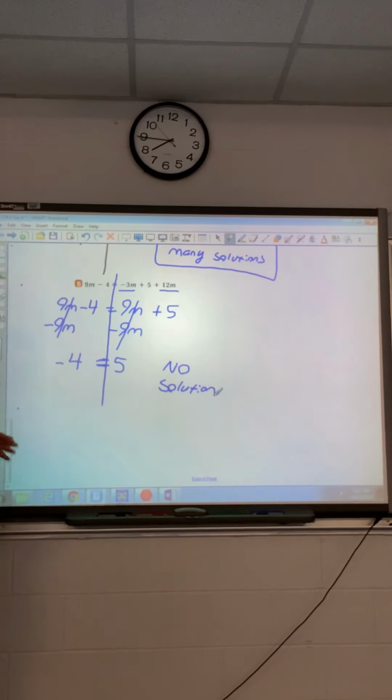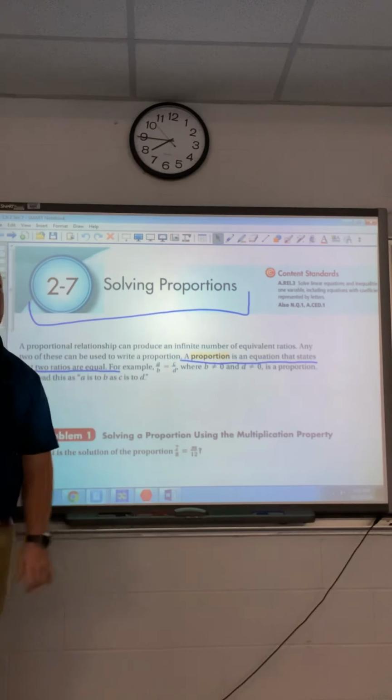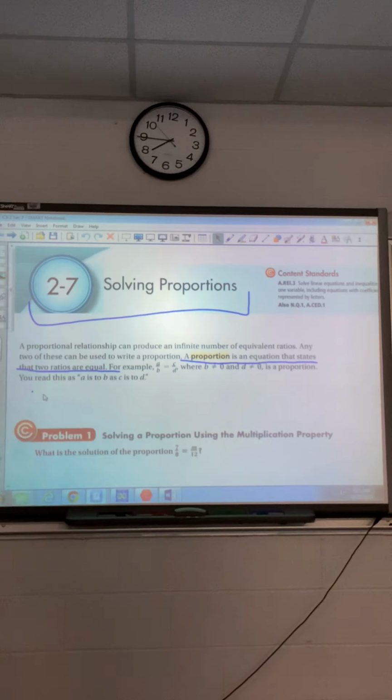Everybody good on that one? All right, one more section to do. We're going to skip a couple in the middle. Go ahead and write this, 2-7, solving proportions, and that underlined sentence right there for me. It's the last section.